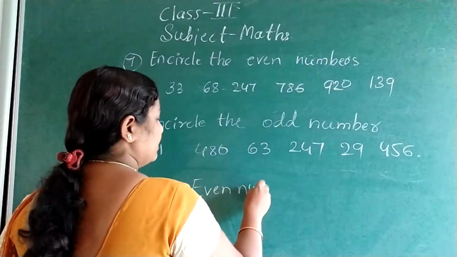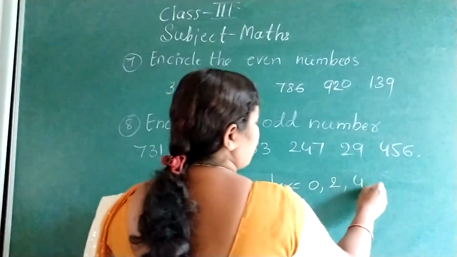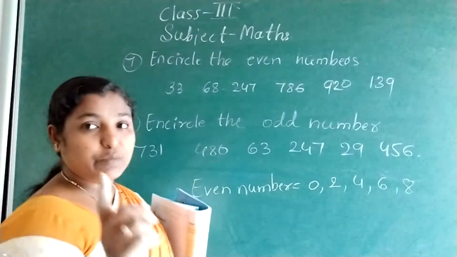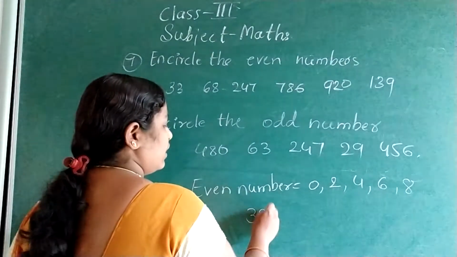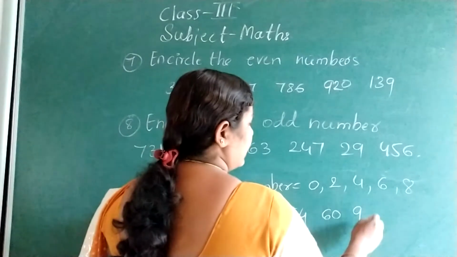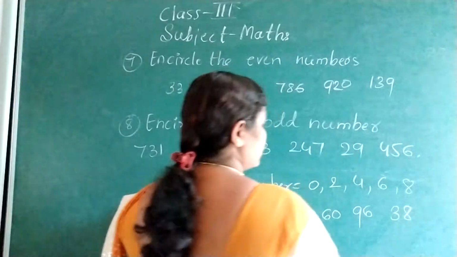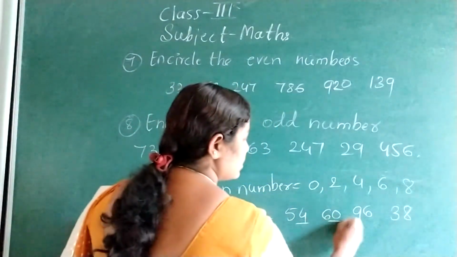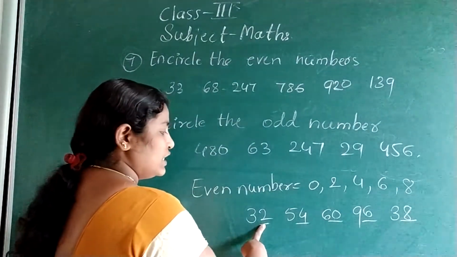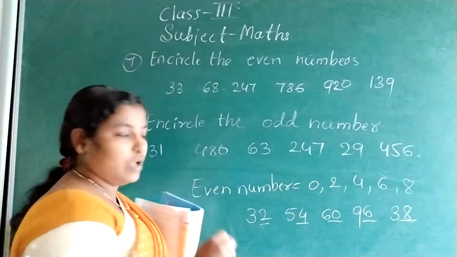See, even number: 0, 2, 4, 6, 8, which is in the ones place. For example, 32, 54, 60, 90, 6, 38. Just look at the ones place. Don't look at other places. The ones place is 2, 4, 0, 6, 8. So these numbers are known as even numbers.